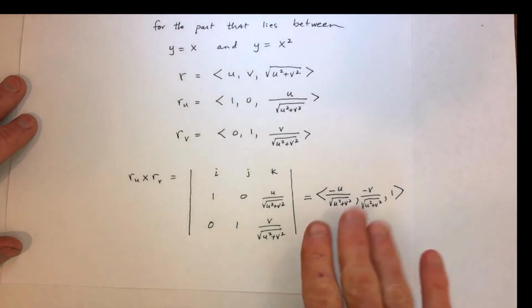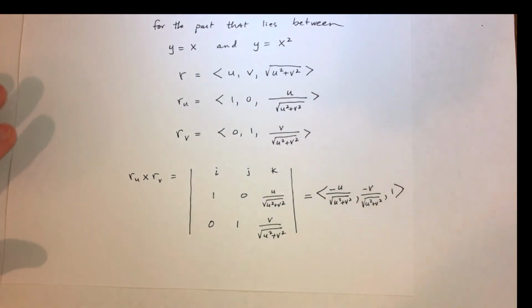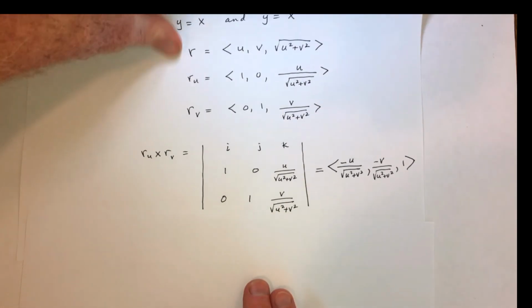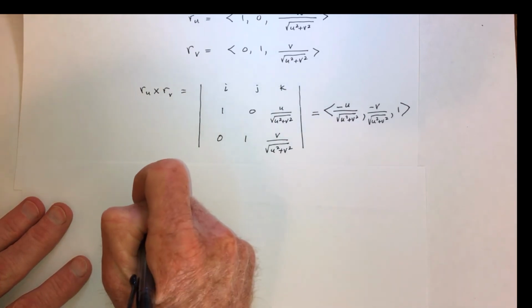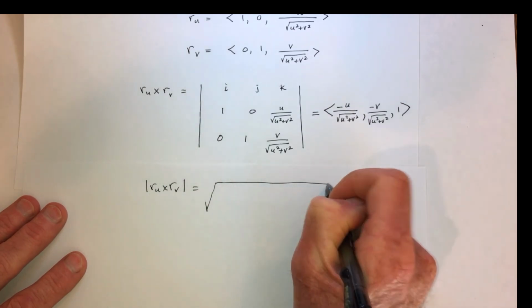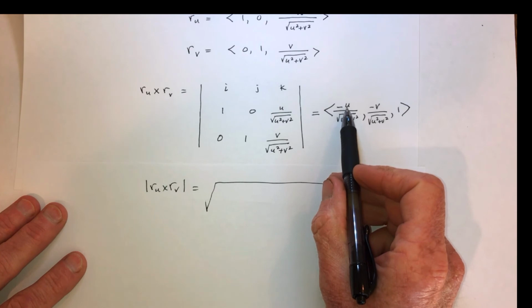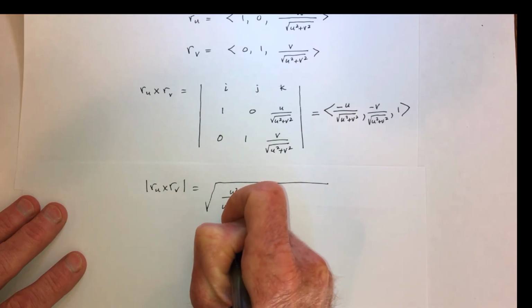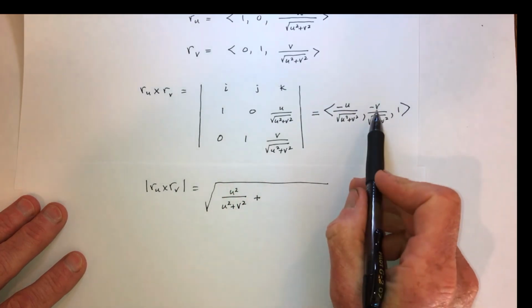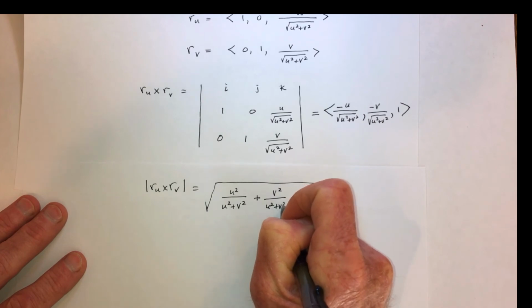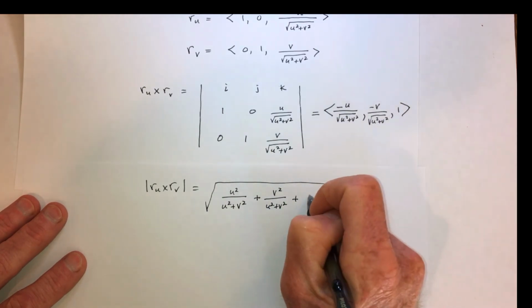Okay, now find the length of this vector right here. It looks like it's going to be a mess, but it actually turns out to be pretty nice. So find the length of RU cross RV. That means it's going to be the square root of, and then square each one of these. So this one would be u squared, and when you square the radical, it's gone, so it's just going to be u squared over u squared plus v squared. And then square this component, so that's going to be v squared over u squared plus v squared. And then square the 1.